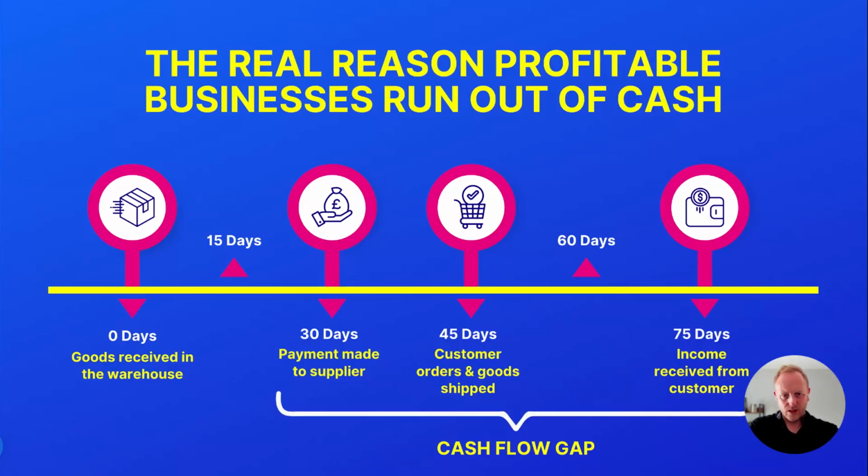And again, this is a wholesale order. And then often there may be a 60-day period until you actually receive your cash from the customer. So you can see here, there's quite a big cash flow gap. So from you paying your supplier 30 days after delivery, all the way to you getting the payment from your customer 75 days later in this case, because they've paid late. 60-day terms where they've actually paid late. So the cash flow gap there is huge.